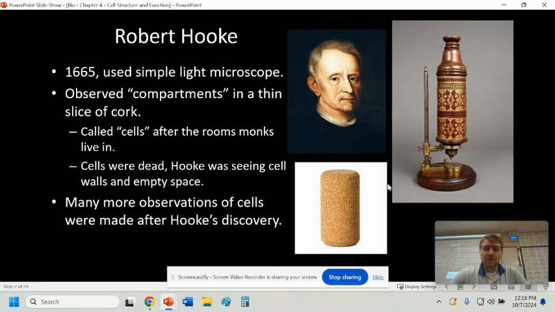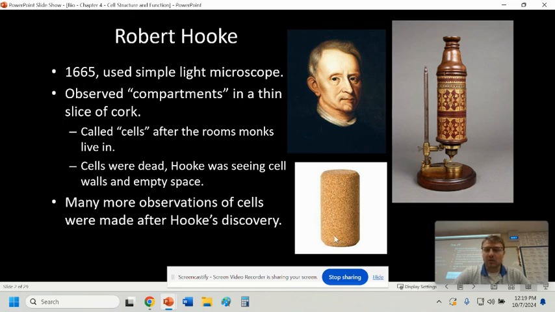Before we talk about cells in general, we're going to talk about this gentleman who is named Robert Hooke. He was a scientist back in the 1600s. He used a simple light microscope, and these were kind of new inventions of that time period. What they were using were just different lenses to try to magnify or get more detail or see smaller things. And he was observing compartments in a thin slice of cork.